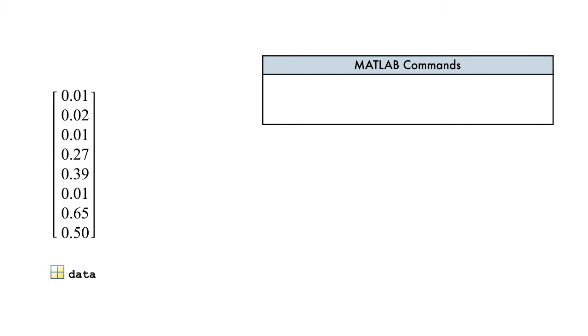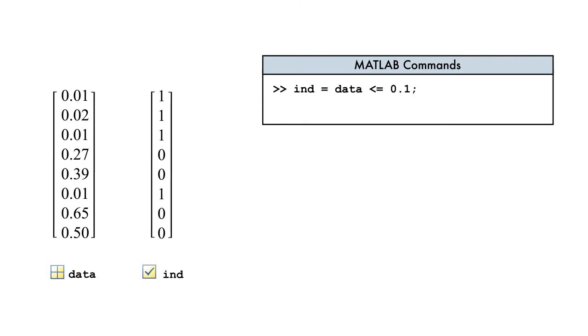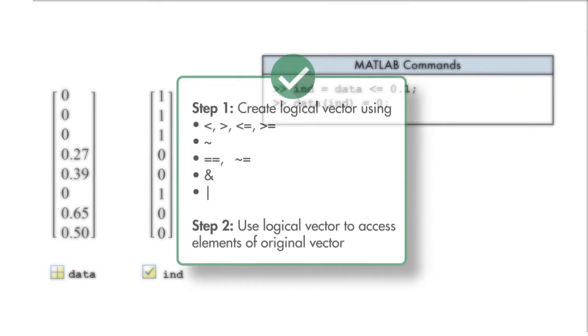Now, we just need to change all of the small numbers to 0. No problem. First, let's create a logical vector using the less than or equal to operator. Now, to modify elements of data where the condition is true, we use the logical vector to reference the appropriate elements of data, and the assignment operator to change those values to 0. And there you go. We've extracted elements from a vector and modified elements in place with 2 easy steps.